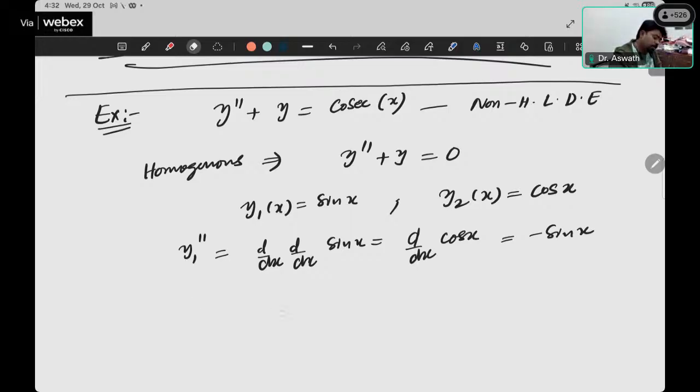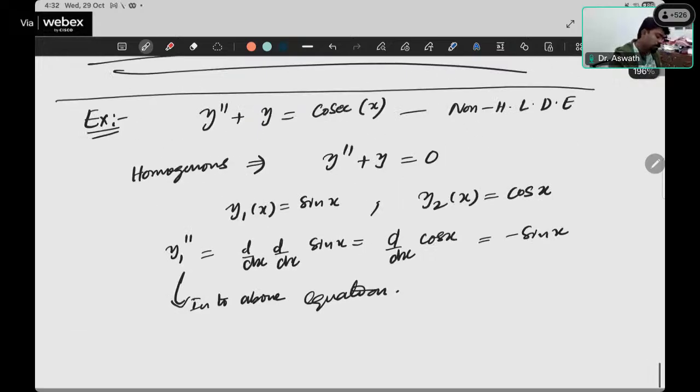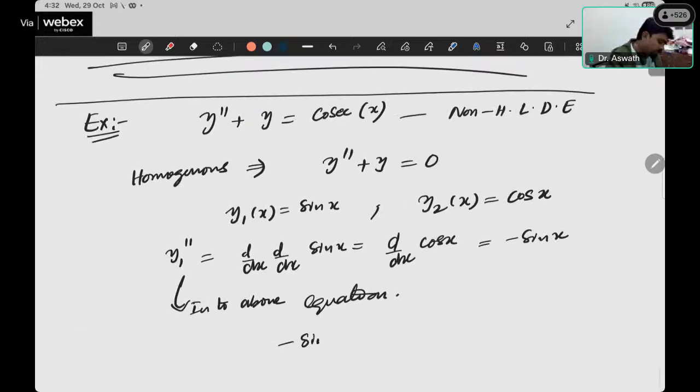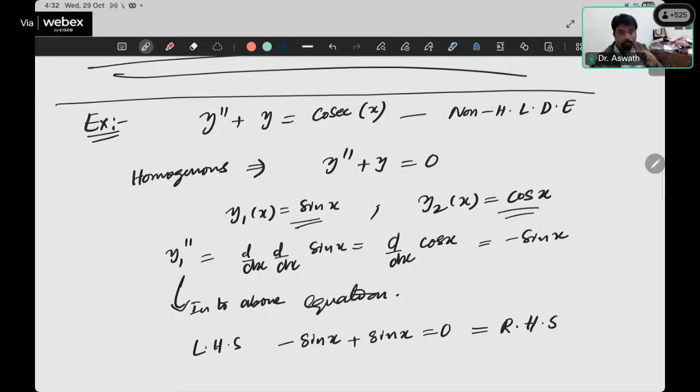What you will get is minus sin x plus y, and y is sin x. LHS is 0, so I am getting RHS. So this is a solution. Similarly, cos x is also a solution. Beautiful. I just got two solutions.